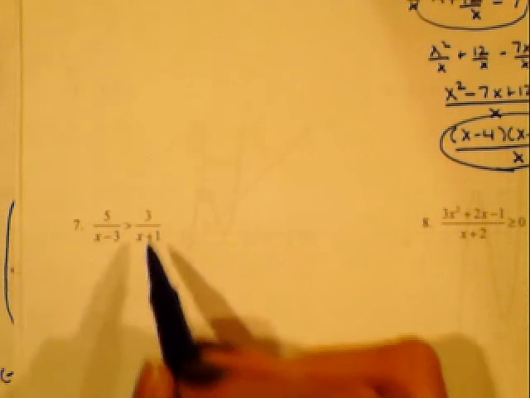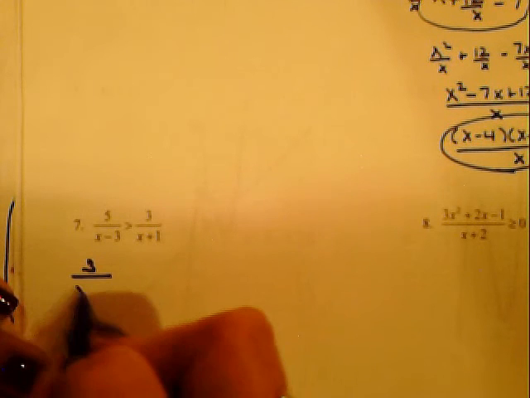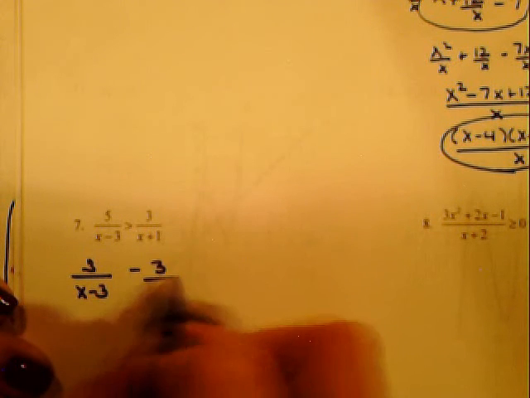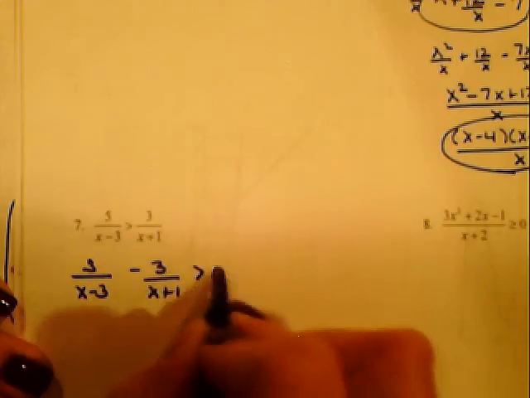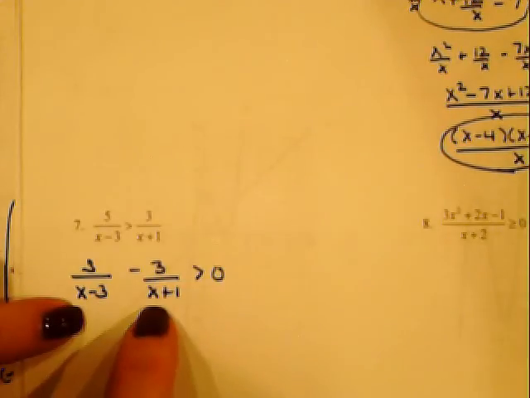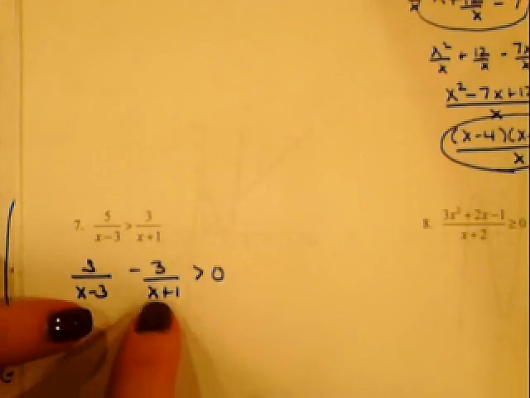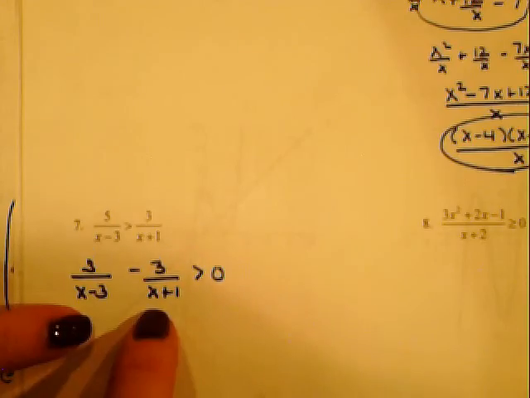If you look at problem number 7, again, just like we did in the previous one, you have to make sure you get a 0 on one side, so I'm going to subtract 3 over x plus 1 on both sides. So I'll do my 0. Again, you have to condense this down to a single fraction, so you're going to have to get a common denominator and then subtract the two fractions.